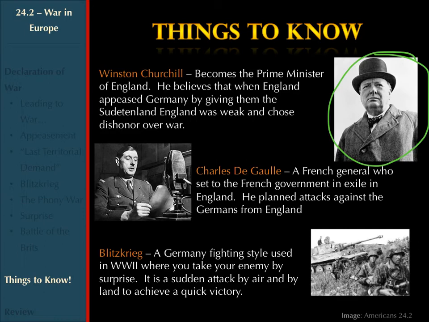And finally, I just wanted to mention the term blitzkrieg. Blitzkrieg is the German word for a fighting style that they use in World War II, where you take your enemy by surprise. It's a sudden attack by air and by land with tanks, troops, airplanes, bombs, and the goal is to take them by surprise and then achieve a quick victory. This is how Germany was able to occupy Poland, the entire country, in two days. And they do this through this fighting style that they pioneer.